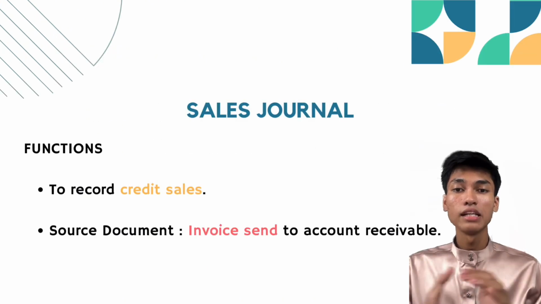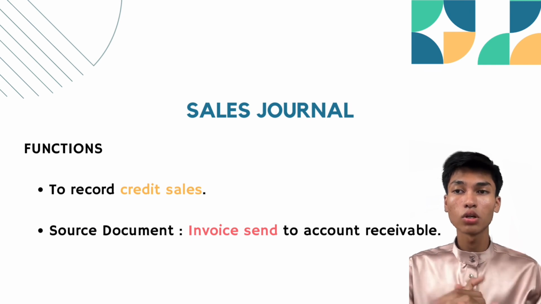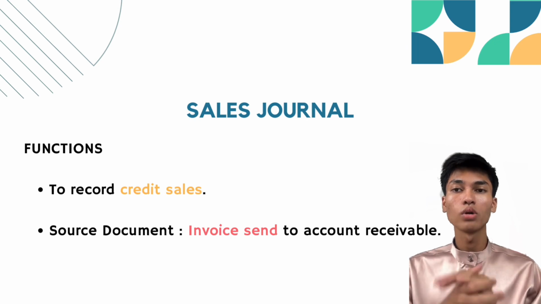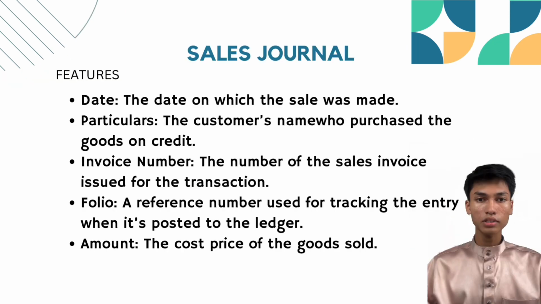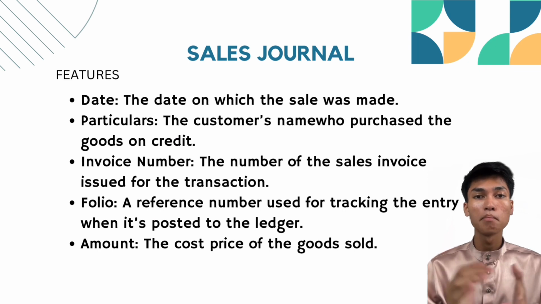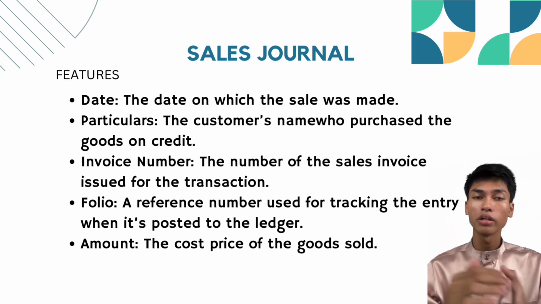The function of the sales journal is to record credit sales, and the source document is the invoice sent to accounts receivable. Features of the sales journal. Date. This column records the date when the sale was made. Particulars. The name of the customer to whom the merchandise was sold on credit.